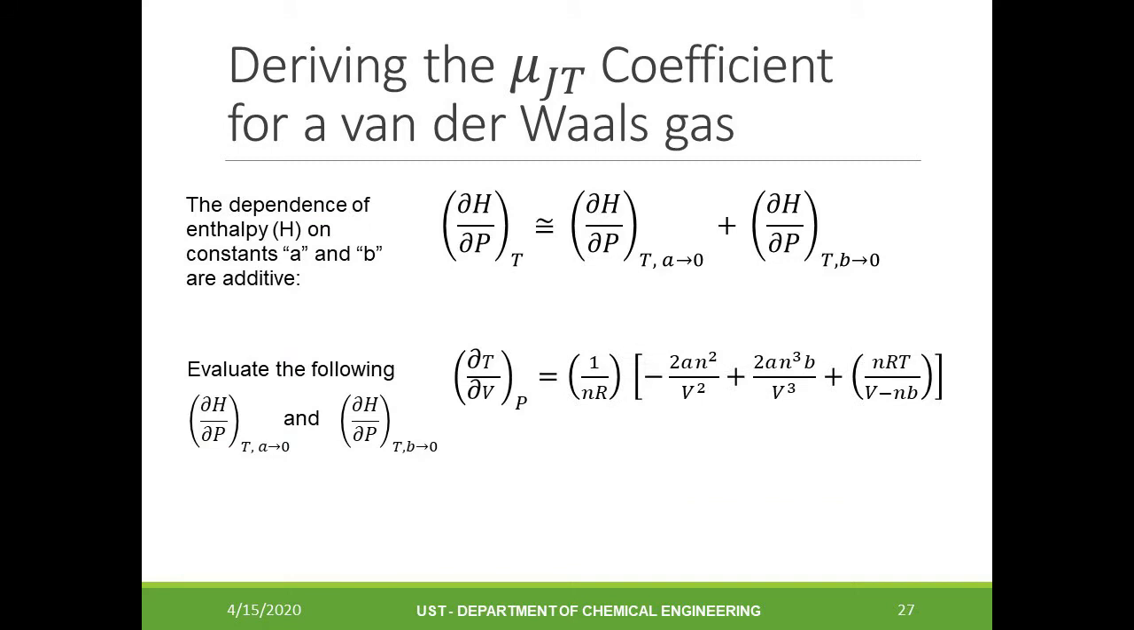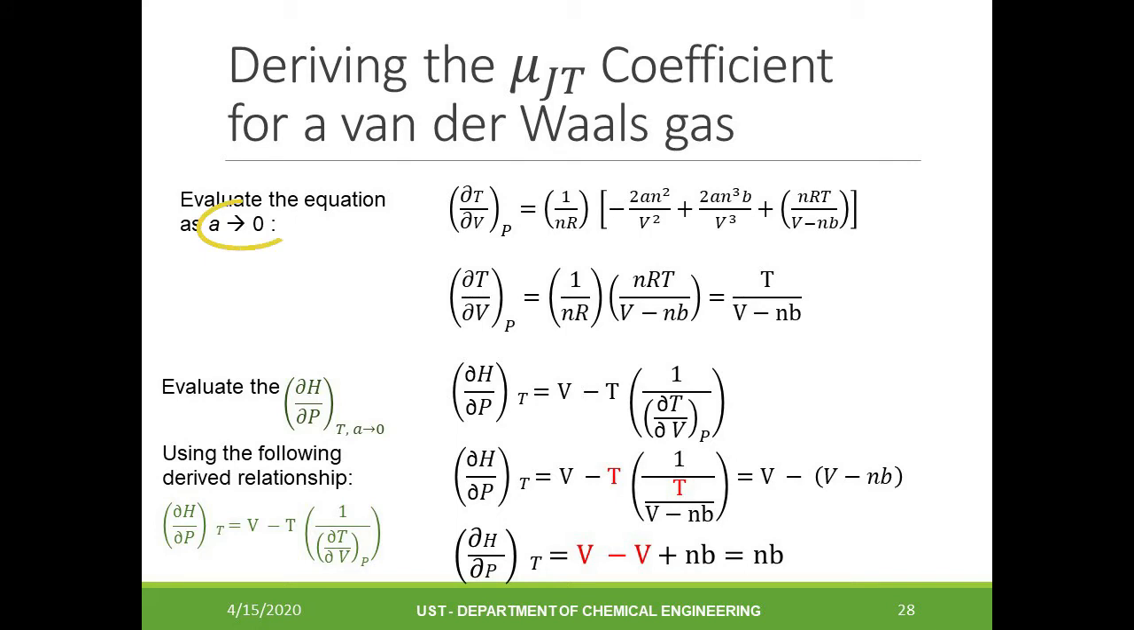Alright, the dependence of van der Waals constants a and b on enthalpy are additive as shown in this equation. To evaluate this equation, there are three things that we need to do. First is to set a, or the attractive term, to 0, and derive the dependence of enthalpy on pressure. Second is to set b, or the repulsion term, to 0 and compute how the enthalpy depends on pressure. Then finally, we can add the derived values together.